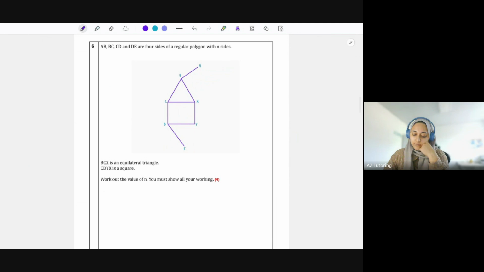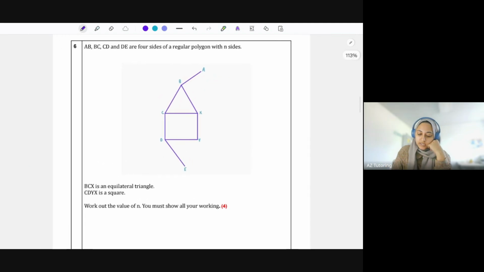Okay, question 6. ABCD are 4 sides of a regular polygon. Regular meaning that all sides and angles are going to be exactly the same, with n sides. So we don't know how many sides this is. So we can see here's a polygon. It's basically going to continue around, but we don't know how many sides it is. They've shown us part of it. Well, 4 sides of it.